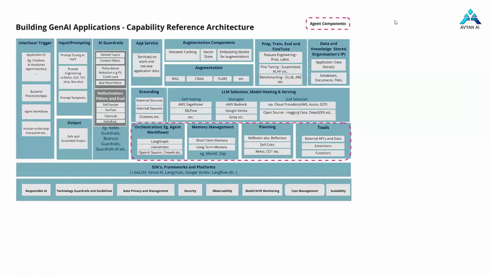So now, on the top, we are going to a box on the top: prep, train, evaluate, and fine tune, right? After agentic components, prep, train, evaluate, and fine tune. Then data and knowledge stores, organizations, and IP, right?